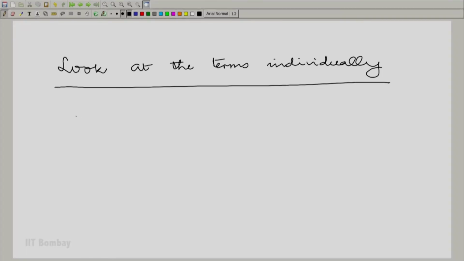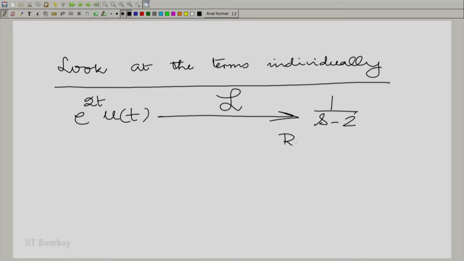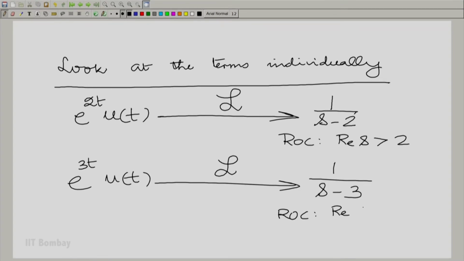So, 2 and 3 are important values, and if you took any one of them individually, so let us look at each of the terms individually. e raised to the power of 2t u(t), it is very easy to see, I leave it to you, has a Laplace transform given by 1 by s minus 2 with a region of convergence real part of s greater than 2, and e raised to the power 3t u(t) correspondingly has the expression 1 by s minus 3 with a region of convergence real part of s greater than 3.